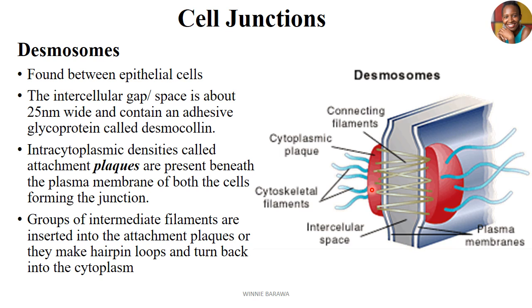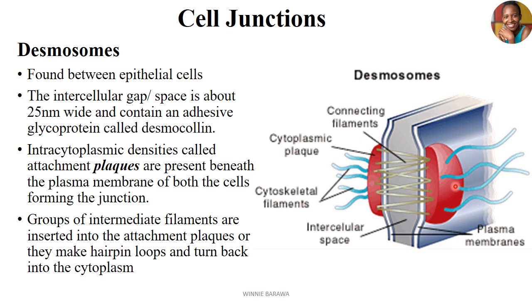And as they pull together, we have the connecting filaments. So these interconnecting filaments are the ones that pull our cells together to create the adhesions. But again, in between the intercellular space, we have our desmocollins, and these are glycoproteins that create more adhesion between the cells. And then to give it more support, we have the cytoskeleton filaments. So these are filaments that give the hairpin loop-like appearance, and they also provide the connecting agents for our desmosome or our junction.